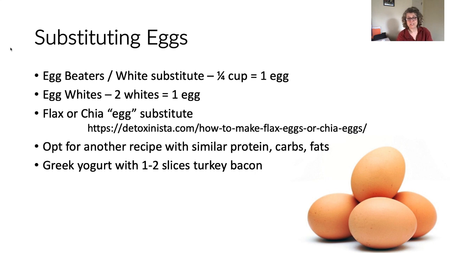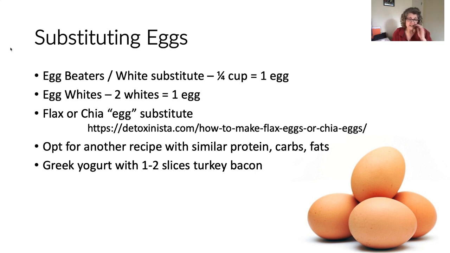And the beauty of using chia seeds is that you're getting the omega-3s, because a lot of us have aversions to fish. And so the omega-3s from chia seeds can really help with warding off cancer and a lot of health problems. You can also just opt for another recipe with similar proteins, carbs, and fats. Just look for other recipes.